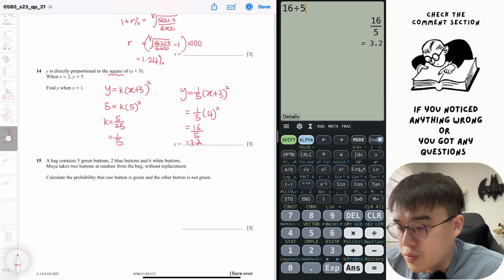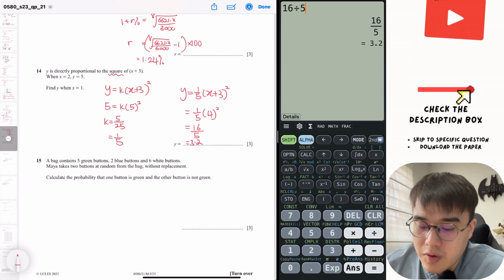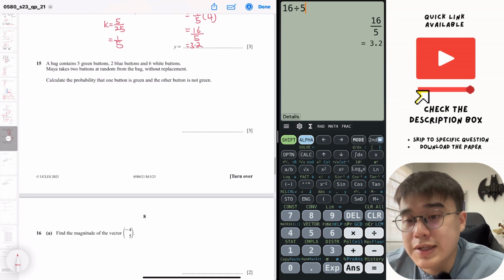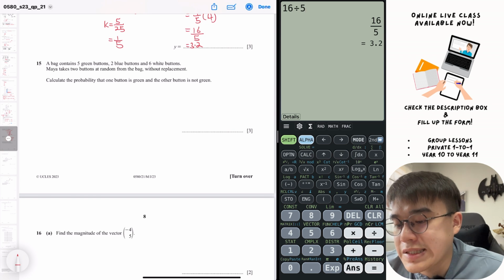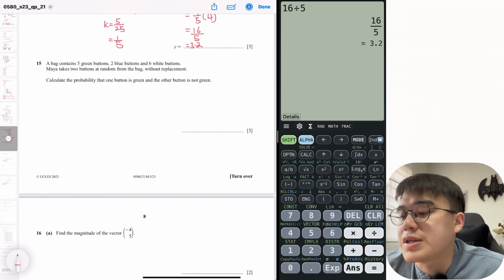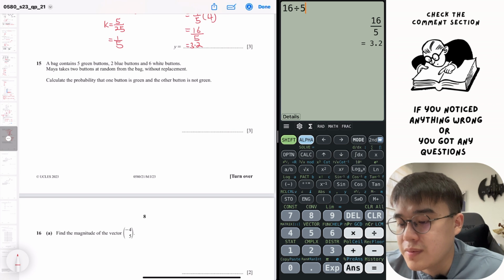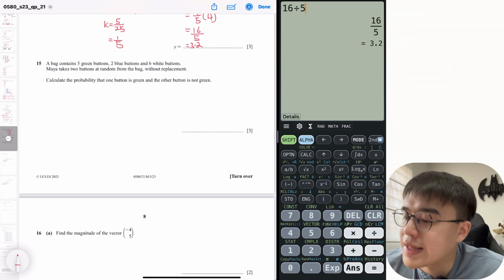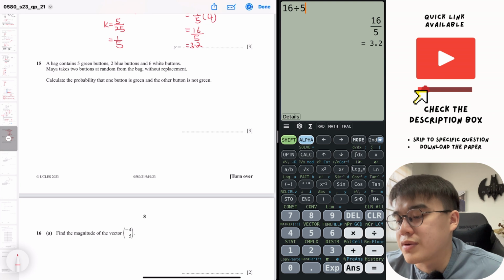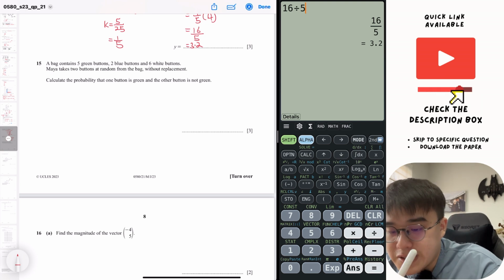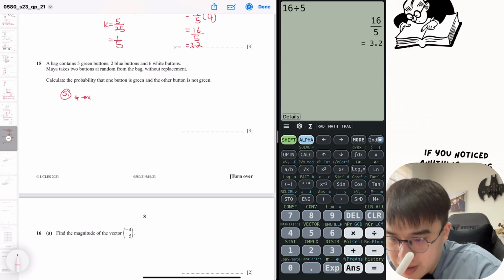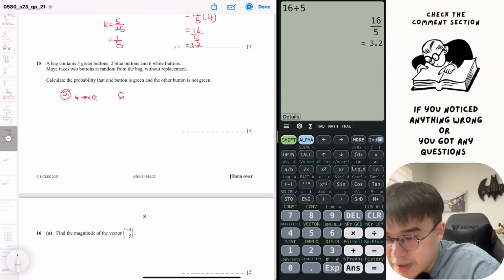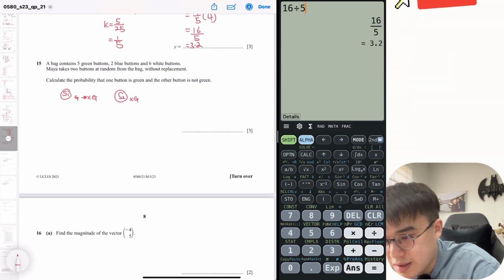Okay, so moving on to question 15, we are almost finishing the paper now. So a bag contains 5 green buttons, 2 blue and 6 white. Maya takes 2 buttons at random without replacement. Find the probability that one of them is green and the other one is not green. So you must take note that your scenario 1 will be taking green first, then not green. And scenario 2 will be not green first, then green.